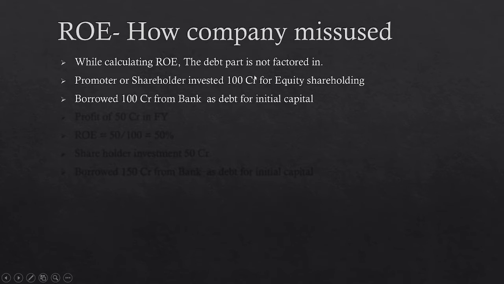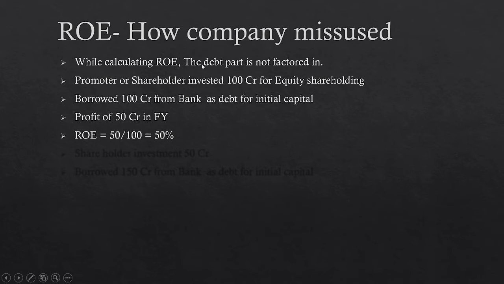So the total actual initial investment was 200 crores, and out of those 200 crores, we made 50 crores of profit. But while calculating ROE, we only considered these 100 crore. So that's why your ROE became 50%. But as we know that the initial investment was 200 crore, if we would have considered 200 crore in this, this ROE would have been 25%, right?